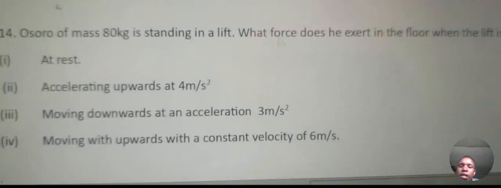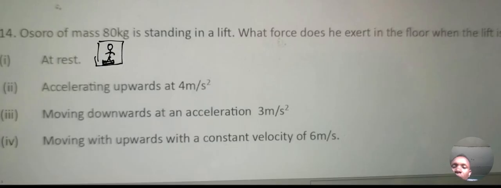A sort of mass 80 kilograms is standing in a lift. What force does he exert on the floor when the lift is at rest? So if you look at Osoro inside a lift, let's draw Osoro here. If the lift is not moving, let's say we put some scale there.